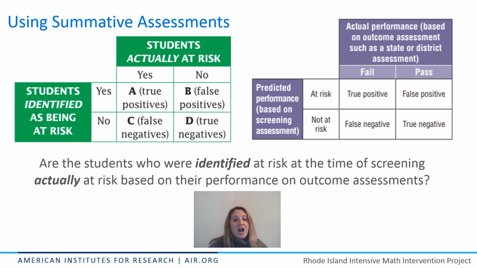These are not great initial predictors of risk status as they only assess content from a specific grade level, but they can be beneficial as a second level to support the identification from a universal screener. We want to use summative assessment data in connection with our screening data to determine the accuracy of our identification.